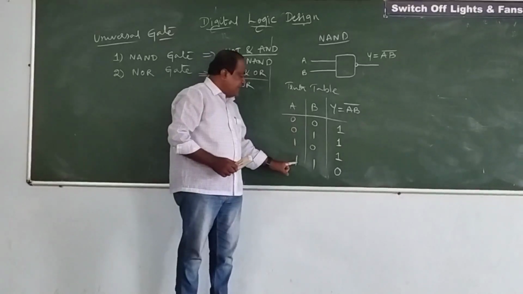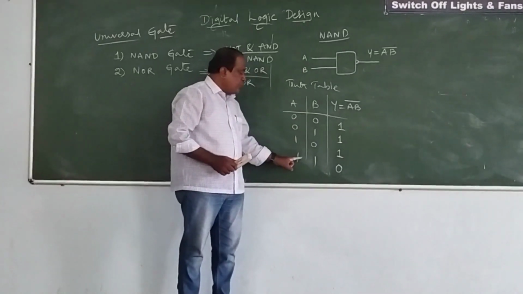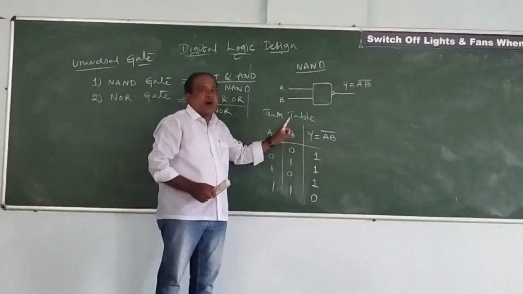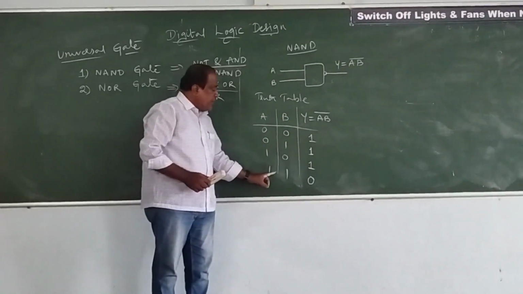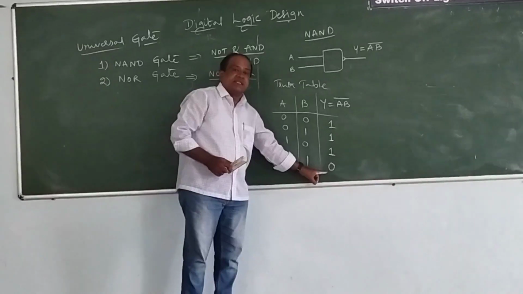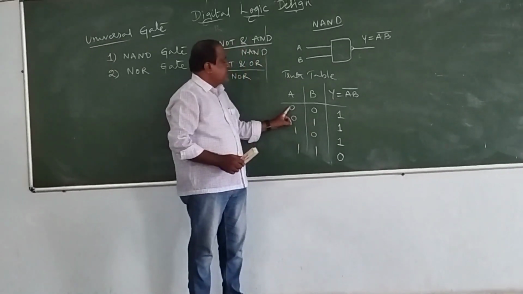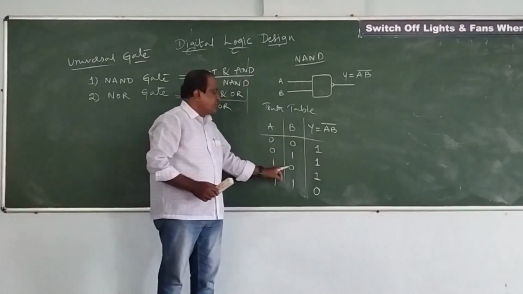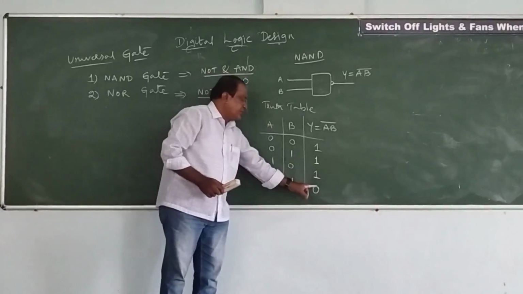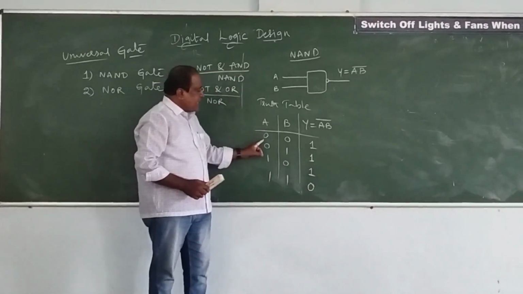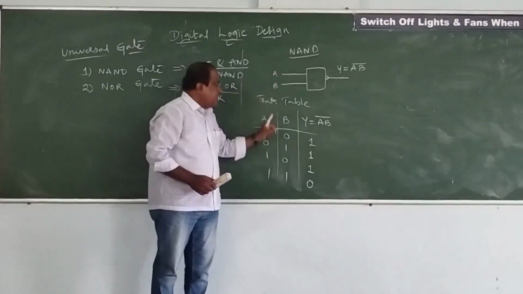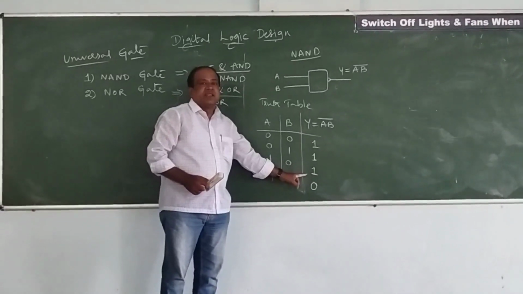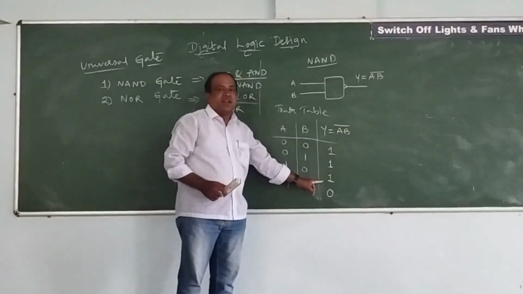In the AND gate we have seen that only in the last case, when the two inputs are high, the output will be high. But in the case of the NAND operation, if two inputs are high, your output will be 0. You can see the first operation 0, 0 gives 1, 0, 1 gives 1, 1, 0 gives 1, and 1, 1 gives 0. That is, if one of the inputs is low in the case of the NAND gate, its output will always be equal to 1. That's the functioning of the NAND gate.